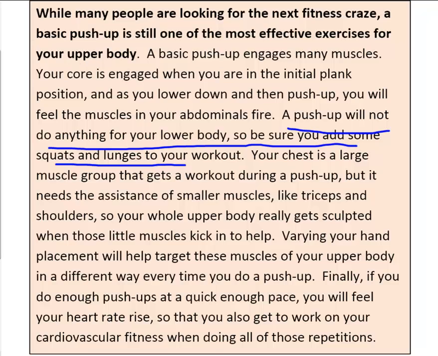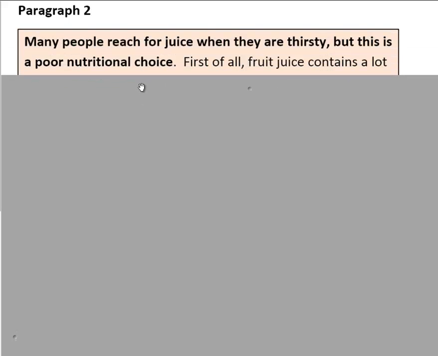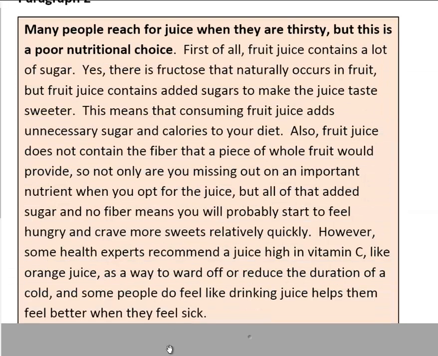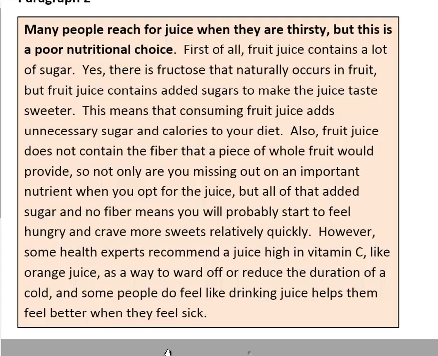Let's take a look at another paragraph. We'll do the same thing. The main idea is bolded for you in the first sentence, and as we read the paragraph, see if you can find the one statement that does not support this point. Many people reach for juice when they are thirsty, but this is a poor nutritional choice. First of all, fruit juice contains a lot of sugar. Yes, there is fructose that naturally occurs in fruit, but fruit juice contains added sugars to make the juice taste sweeter. This means that consuming fruit juice adds unnecessary sugar and calories to your diet.